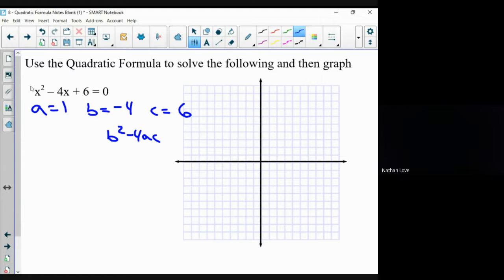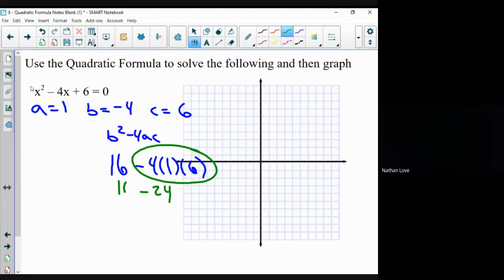So -4 squared is 16. After that, you're going to take -4 times 1 times 6. You're always going to multiply this out next. So you multiply those three numbers. Those three numbers multiplied together give you -24. And then 16 plus -24 is -8. Now remember, this is the part that's underneath the square root.